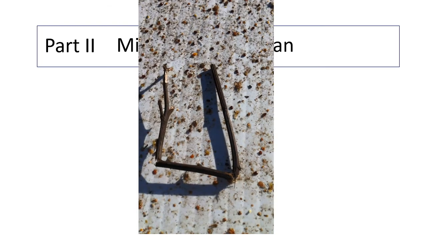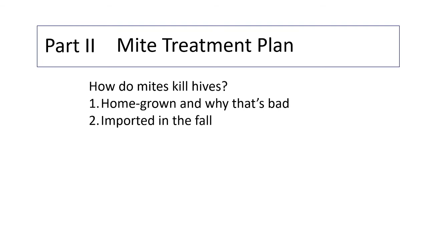Okay. How do mites kill hives? We're going to talk briefly about homegrown mites. So you get your package or your nuke, and it turns out they already had a sizable mite population. They had 100. Wait, what? 100 mites can be tremendous. Because in May, you have 100 mites. In June, you have 200.